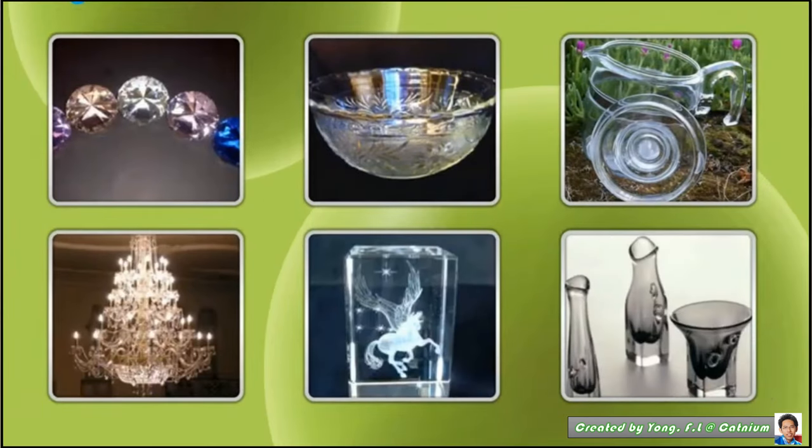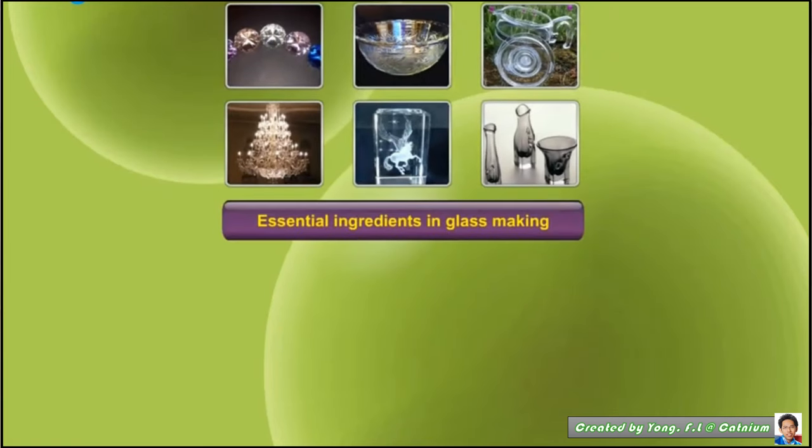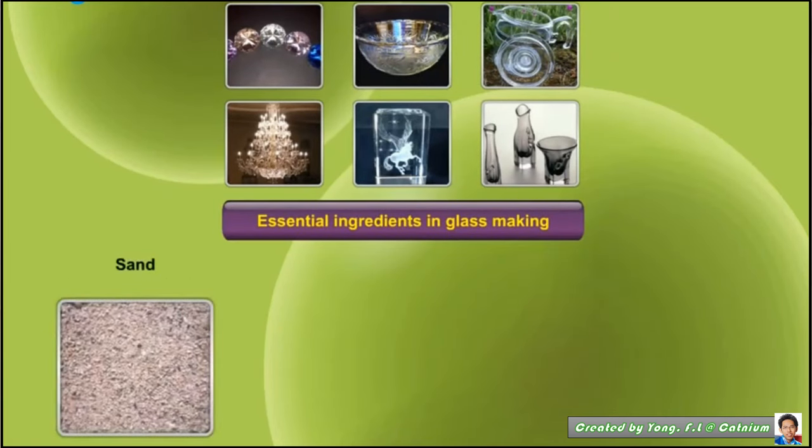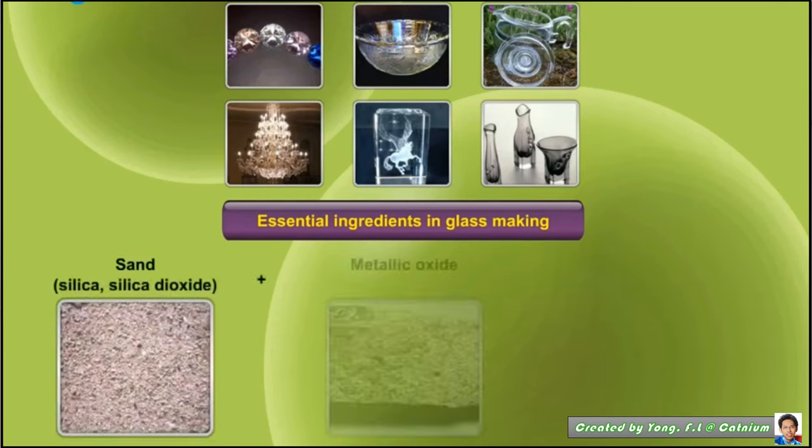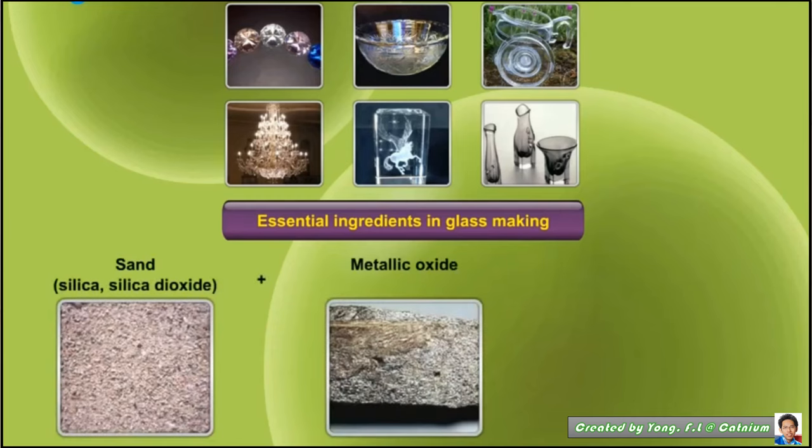Glass is an amorphous solid or non-crystalline solid. It is one of the most versatile substances because it can be used in many applications and in a wide variety of forms. The essential ingredients used in glass making are sand, silica or silica dioxide, and metallic oxide such as calcium oxide or sodium oxide.